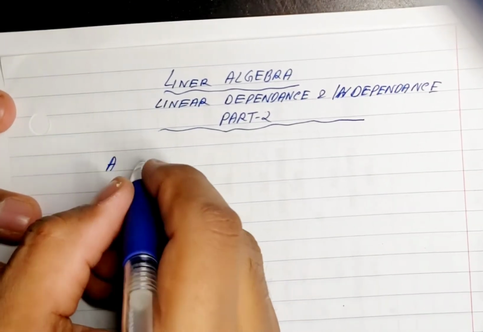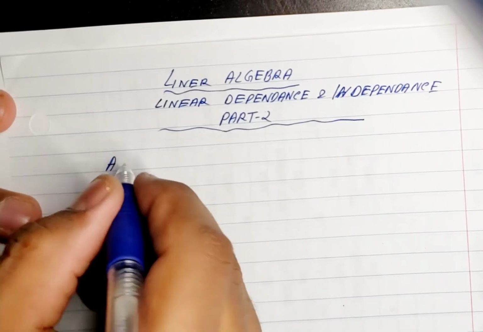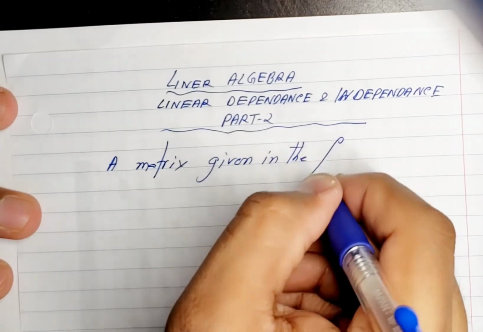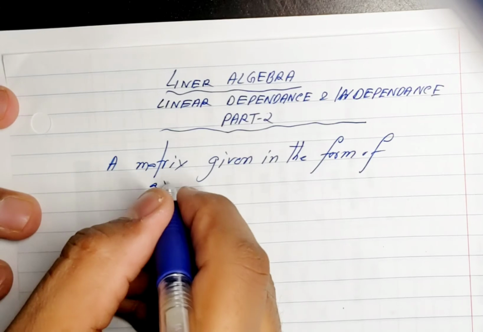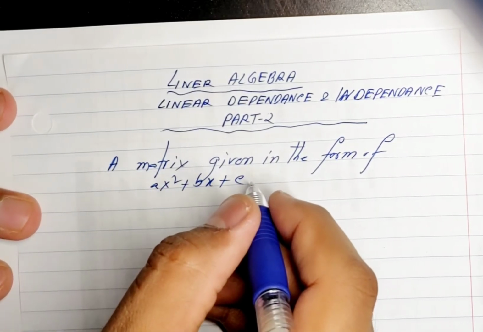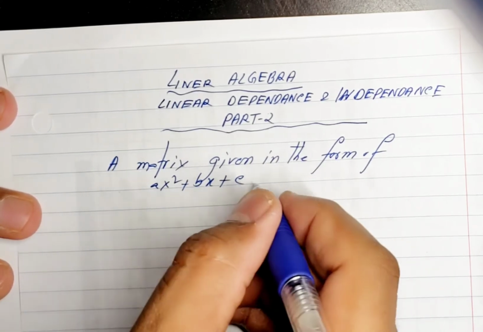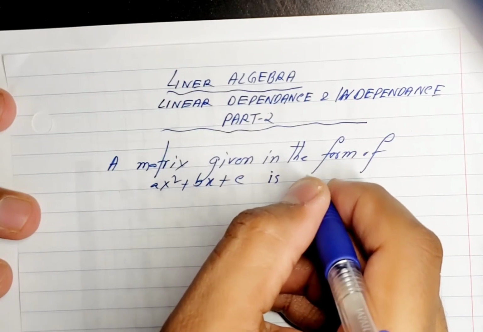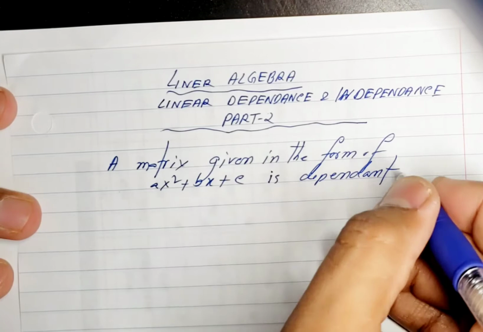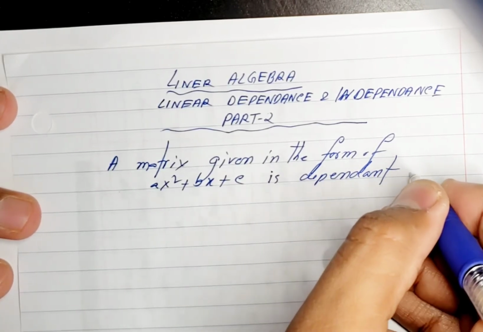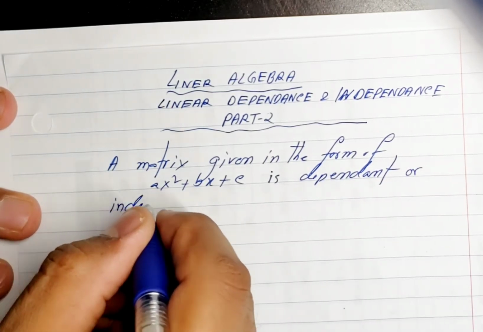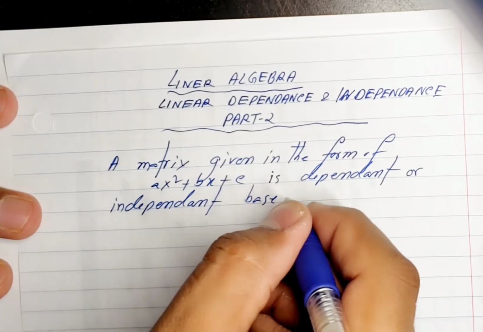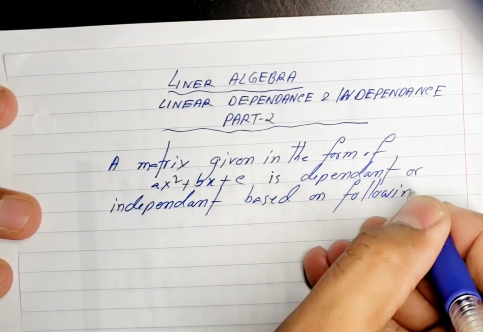So a set of polynomials given in the form of ax squared plus bx plus c, which is the form of a polynomial equation, is dependent or independent based on the following conditions.